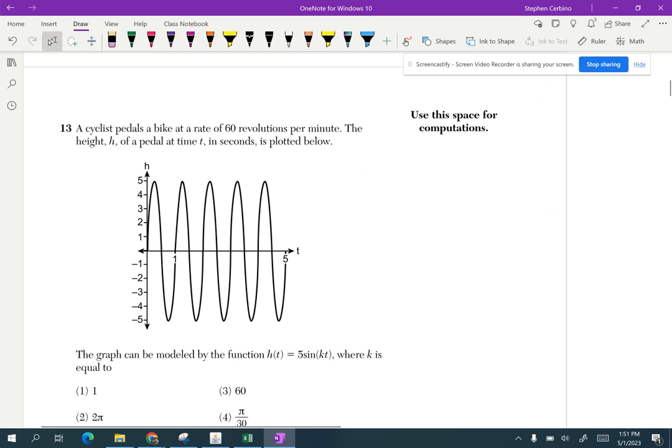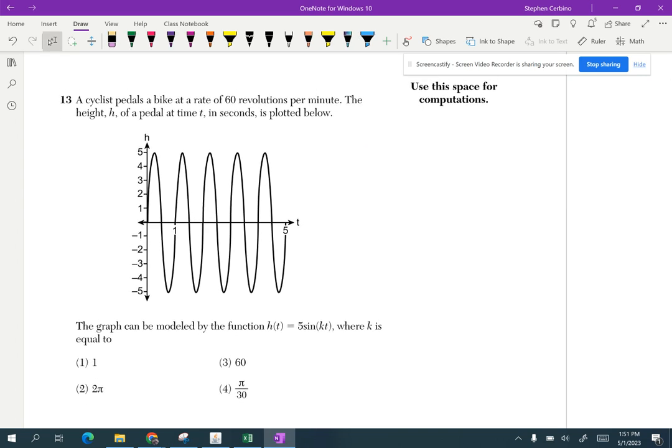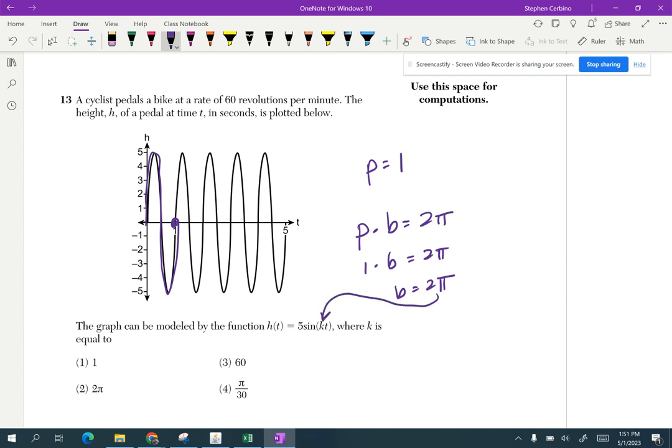Number 13 gives us a sine curve. We see it's a positive sine curve with an amplitude of 5. And the biggest thing here is just seeing where one sine curve starts and ends. So it goes up, it goes back down, and then it ends here at 1. So the period of this function is 1. Remembering that period times frequency is equal to 2 pi, we can figure out that the frequency is just 2 pi. And remember, frequency is the number that gets multiplied inside the function to the variable. So this answer is just 2 pi.